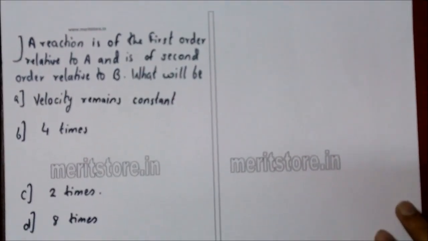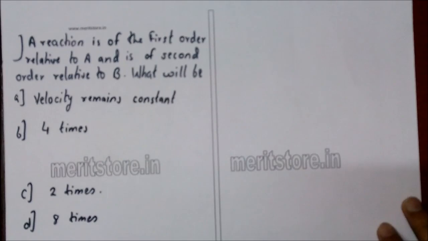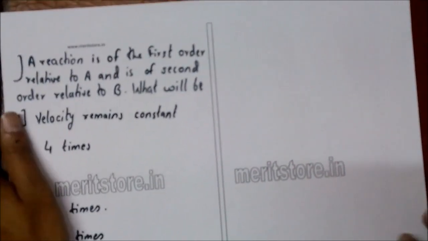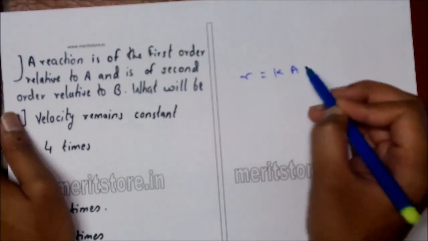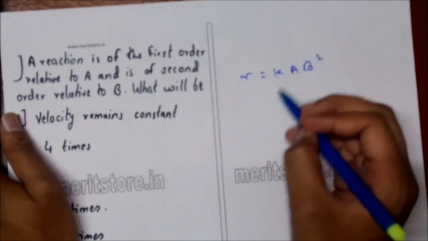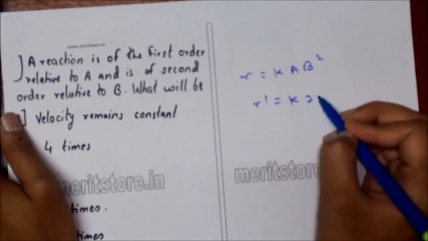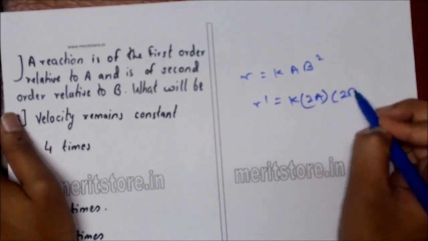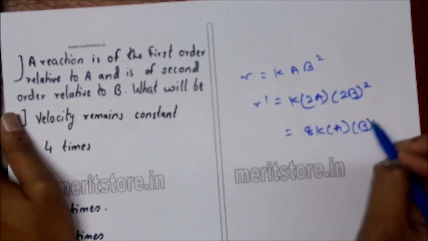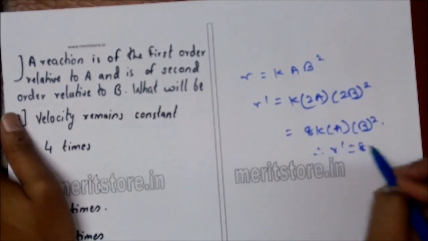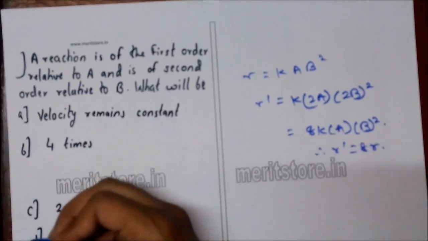A reaction is of the first order relative to A and is of second order relative to B. What will be the change in rate if both concentrations are doubled? A, velocity remains constant, B 4 times, C 2 times, D 8 times. So we can write, with K as the rate constant, rate is equal to K into A, B raised to 2. So R dash is equal to K (2A) into (2B) raised to 2, equal to 8K into A into B raised to 2. Therefore R dash is equal to 8R. So it becomes 8 times, option D.